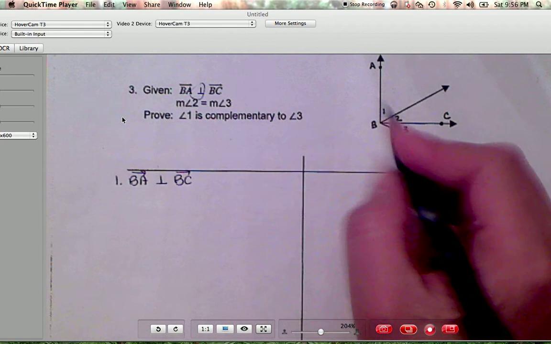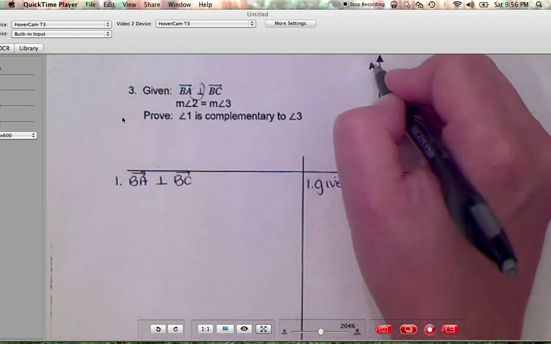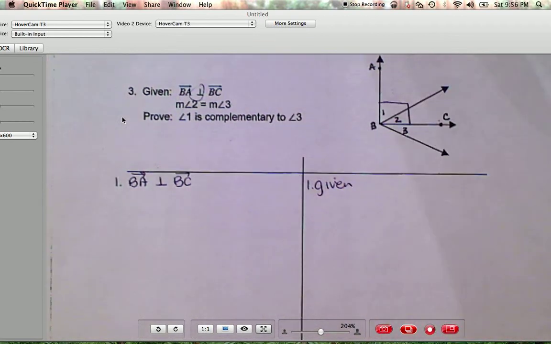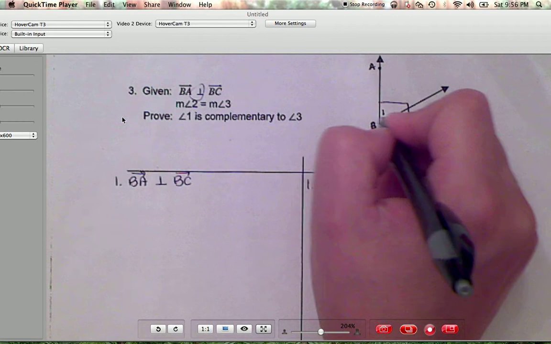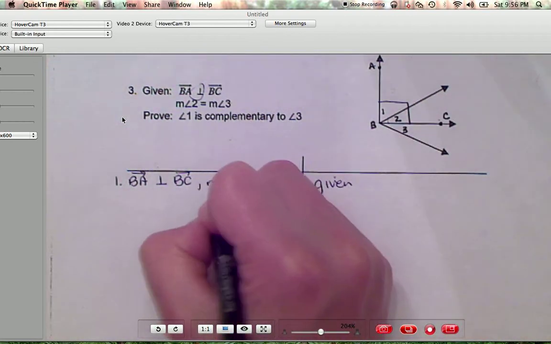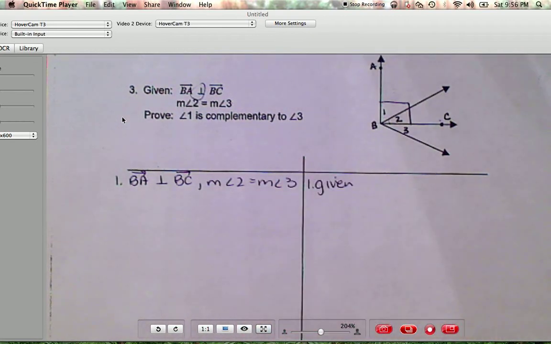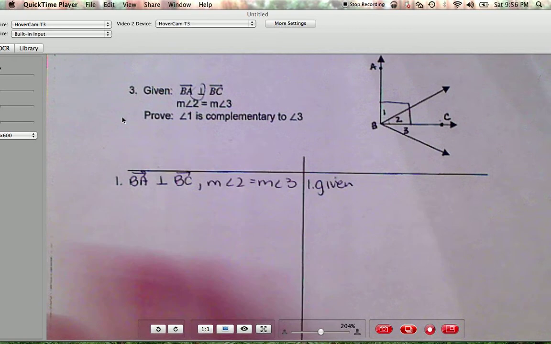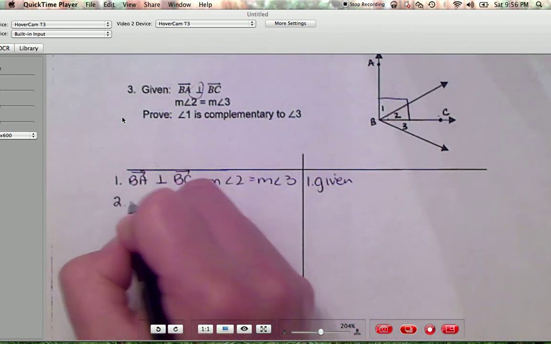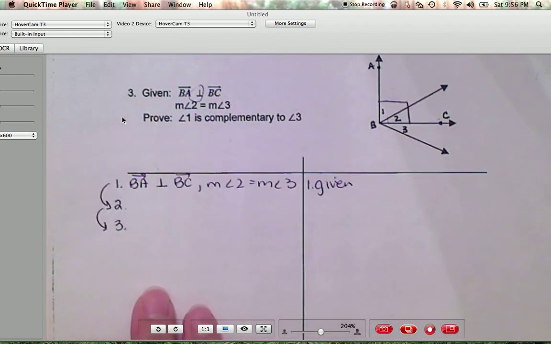And what does that mean we need to mark in the picture? Ray BA is perpendicular to ray BC. That means we should mark a box in there. You can make it tiny if you want, large, whatever. And we'll go ahead and write the measure of angle 2 equals the measure of angle 3. Okay, so perpendicular is a wordy statement, and it's special because perpendicular takes not only 1, but 2 steps to get out of this wordy statement.